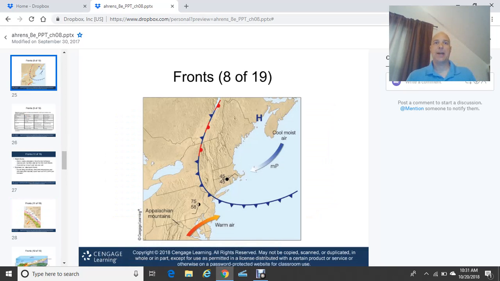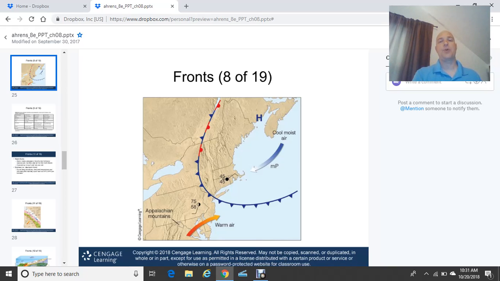Here is an example of a backdoor cold front. Okay. So typically you get maritime polar air that is moving clockwise around some sort of high pressure system. Typically the high pressure system is over southeastern Canada or into the New England states, especially like Maine, and you get a clockwise flow around that high pressure system.